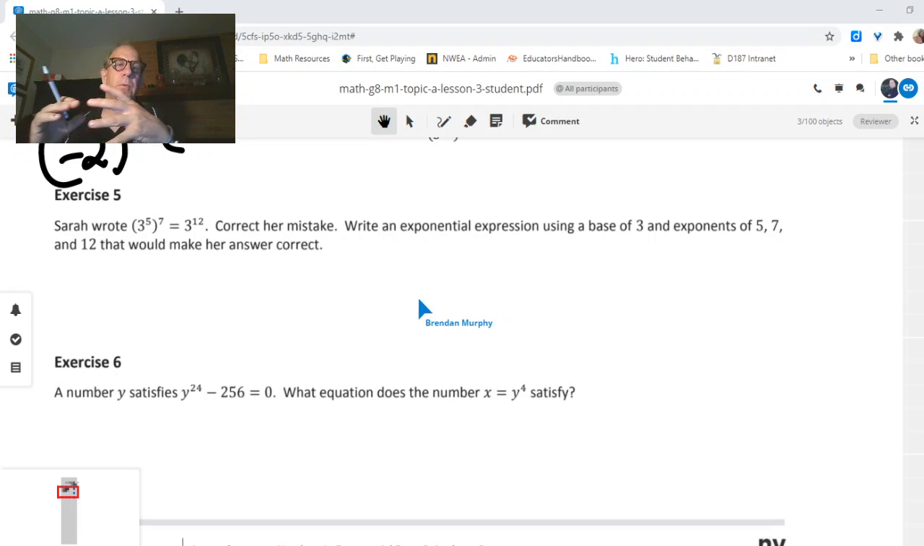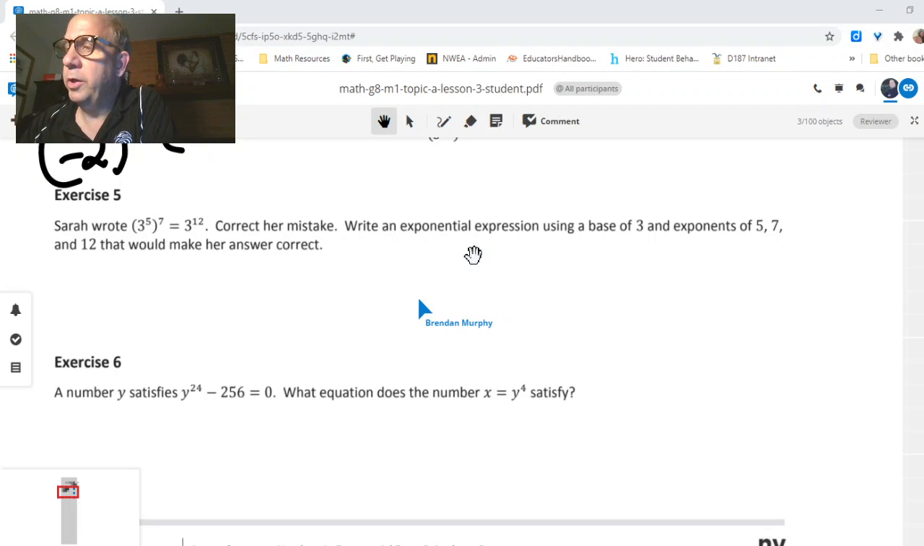So the power rule for exponents. If I have an exponent raised to another power, I'm going to multiply the exponents. So Sarah wrote 3 to the power 5 is raised to the power 7, so that equals 3 to the 12th power. Correct her mistake. So we know she's wrong. What did she do? Okay.